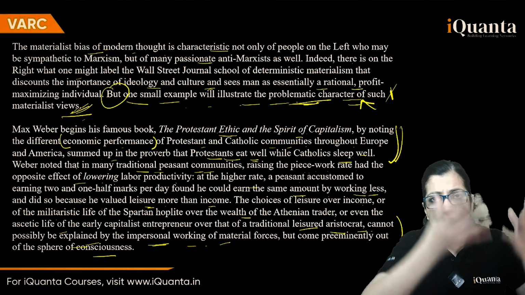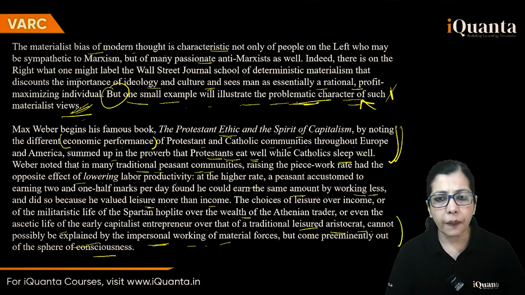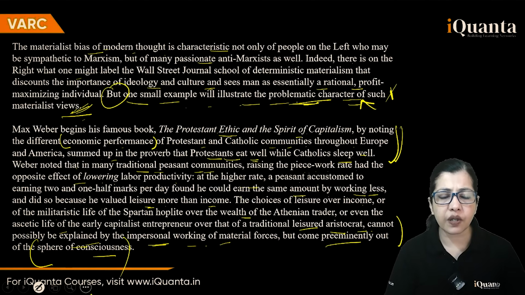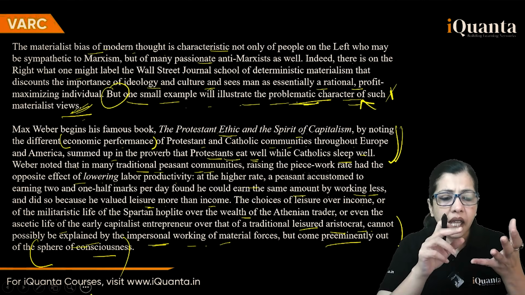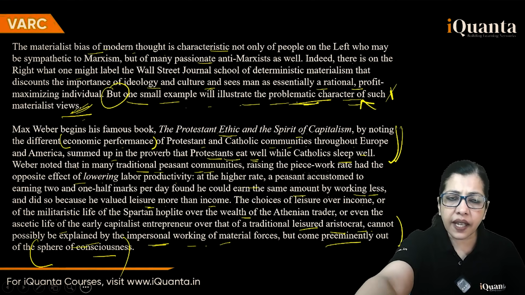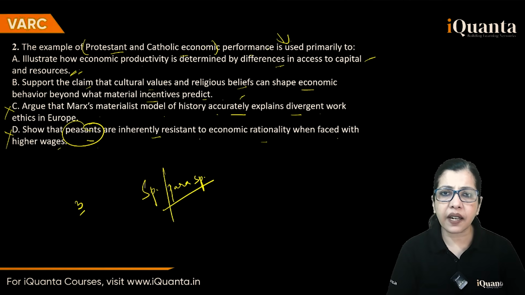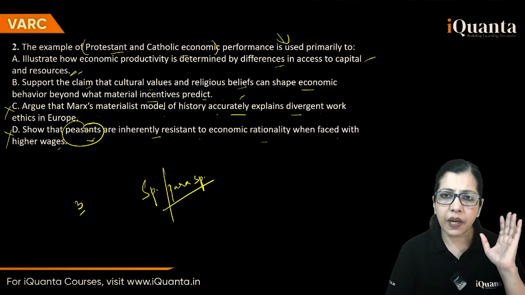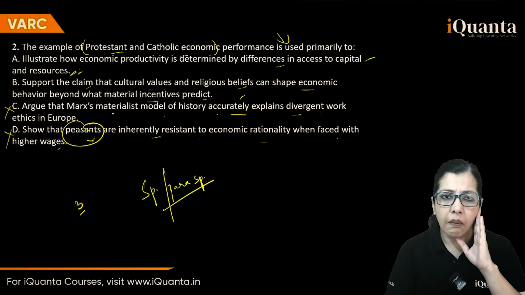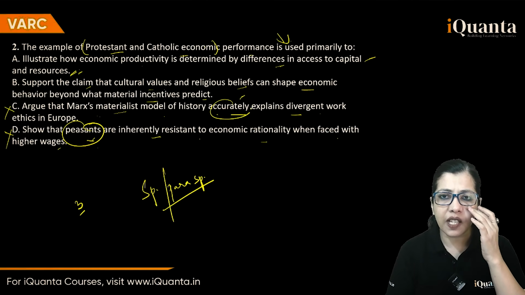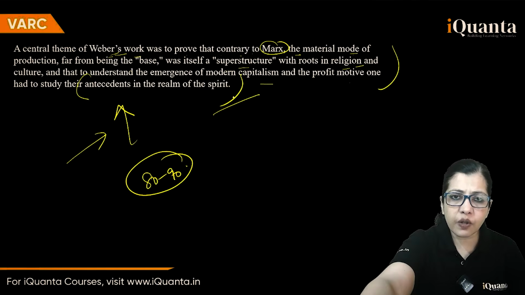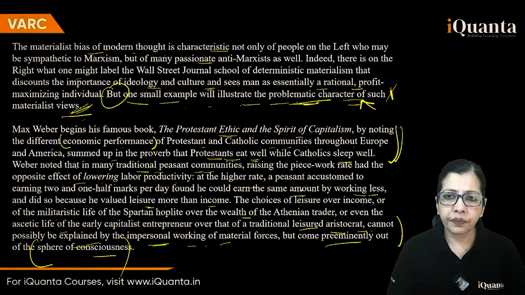तब तो productivity ऊपर जानी चाहिए थी, right? But come preeminently out of the sphere of consciousness. Consciousness के अंडर क्या है? Religion, culture, सारी चीजें उसने दिखाई हैं, right? So I take you back to this. Now, Protestant and Catholic economic performance is used for what? Peasants, complete example. ये eliminate हो गया, divergent work ethics. Marx का materialist model accurately explains no. I'll show you this also in case you're wondering. यहाँ देख लो आप.